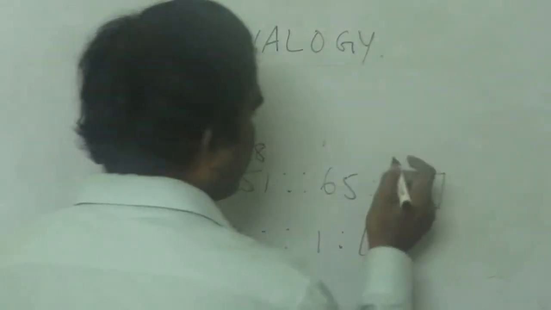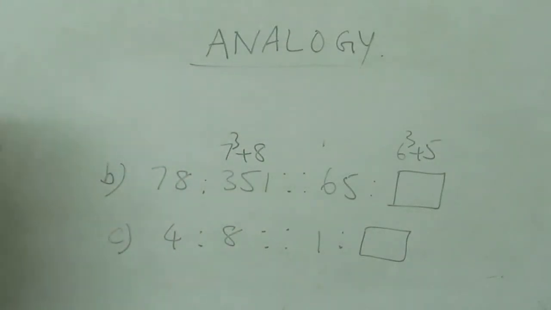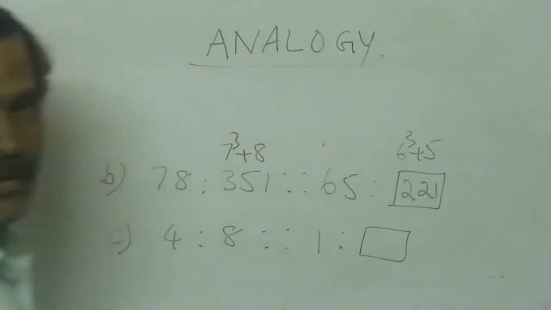So what should this number be? This should be 6 cube plus 5. What is 6 cube? 216. What is 216 plus 5? 221. Are you clear? Shall I go for the third question?